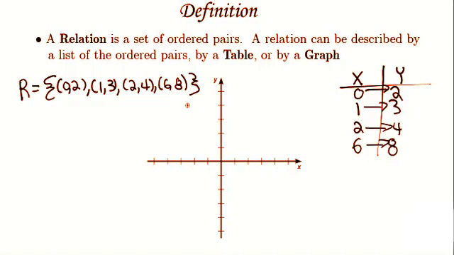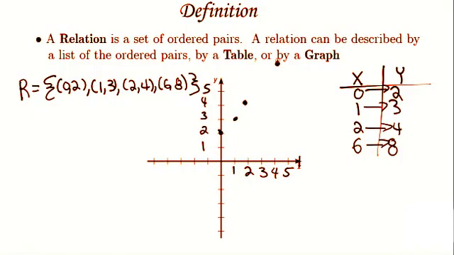I can also graph these ordered pairs since each pair describes a point in the coordinate plane. My first coordinate pair says that x is 0 and y is 2. The second pair, x is 1, y is 3. The third pair, x is 2, y is 4, and now the fourth pair, x is 6, so that's going to be about here, and y is 8, so somewhere up here.